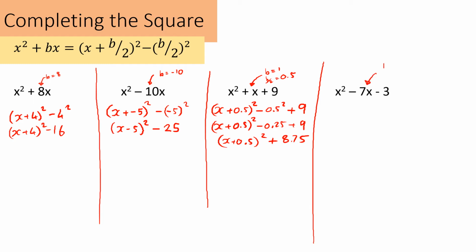Here, we're saying that b is equal to minus 7, so b over 2 is minus 7 over 2. Let's leave it as a fraction. Then we're going to get x minus 7 over 2 all squared, and then take away, we know this is always going to be take away. How do you square a fraction? You square the top, you square the bottom. So 7 squared is 49, 2 squared is 4, and then we've still got this minus 3 at the end.